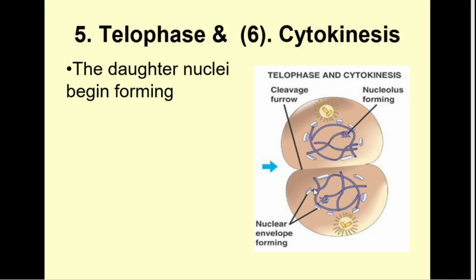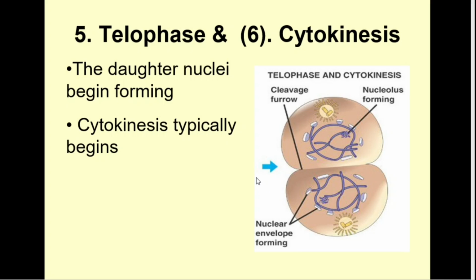So within telophase, we can see that here. The reason I've put these together is they typically will start to happen around the same time. So once anaphase is completed, the daughter chromosomes are moved to the poles of the cell. Those chromosomes will start to decondense. They will start to unravel back to chromatin, and we can start to see here the reformation of the nuclear envelope.